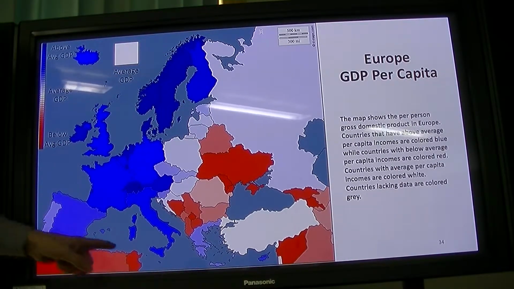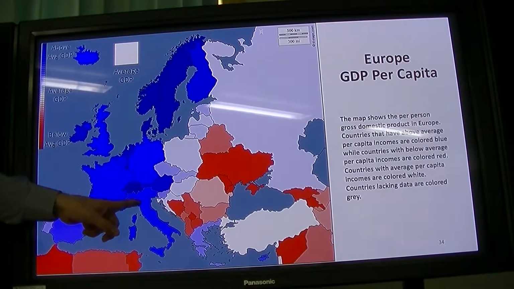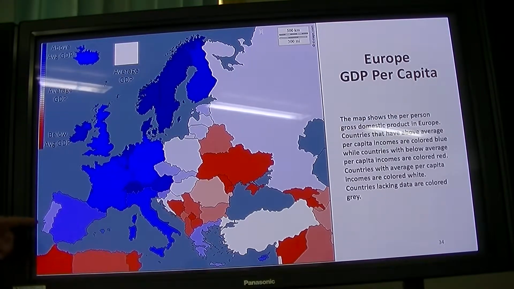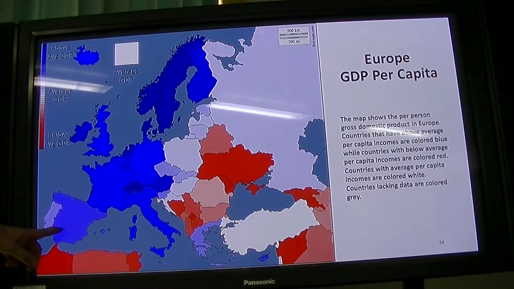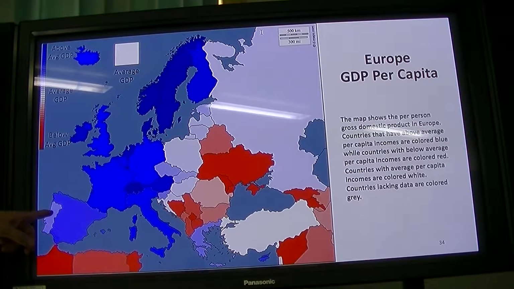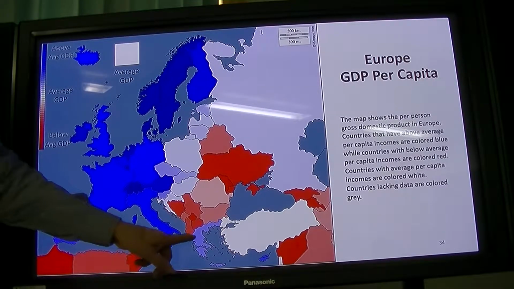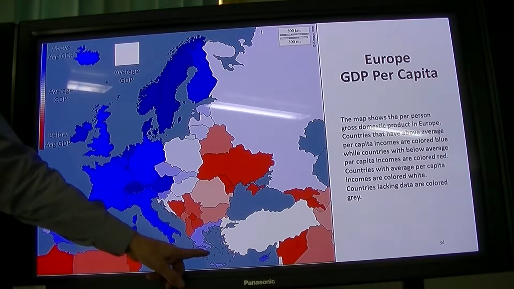But then you get to these southern European countries. Italy is a little bit lower, not much lower, but then Spain is definitely lower. Spain has suffered quite severely from the financial crisis in 2008. Portugal has always been a poor country. Greece, of course, if you're familiar with the problems there.